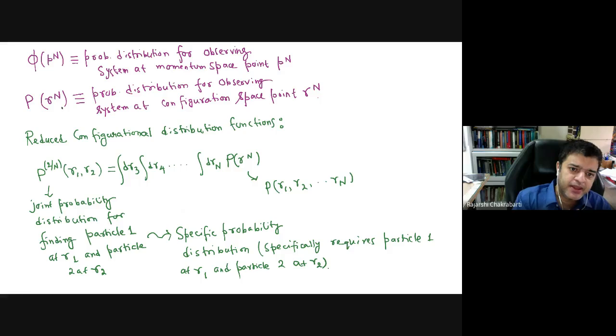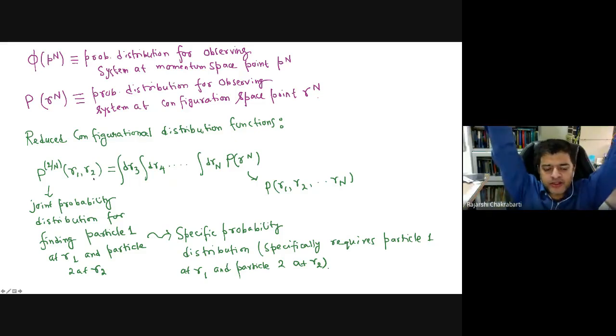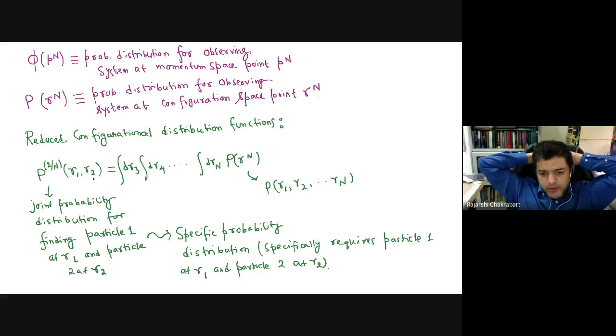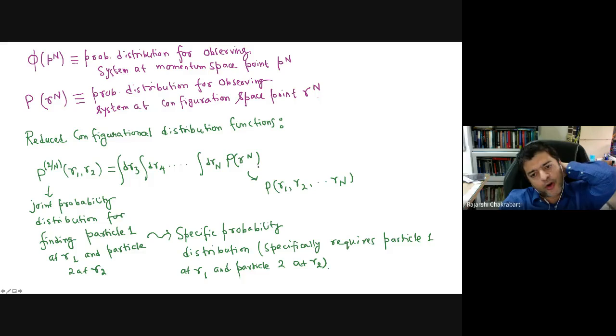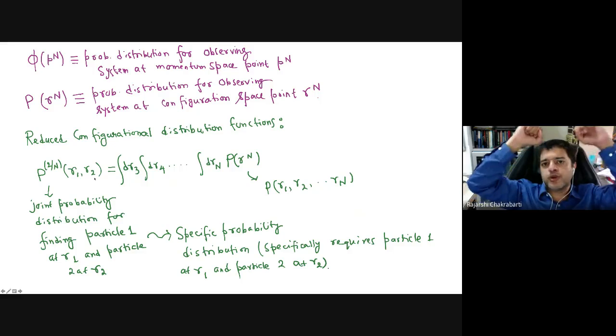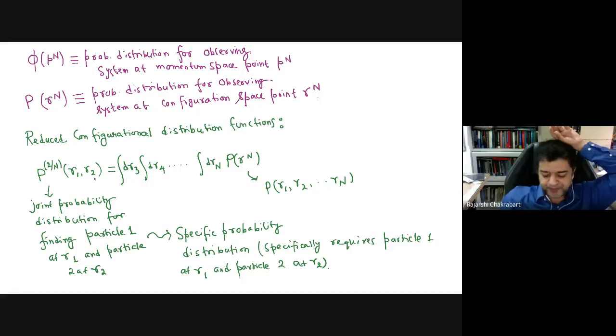Okay, and then you have defined this reduced configurational distribution function, P^(2/N)(r1, r2), which basically means I fixed two particles r1 and r2. These particles are fixed, so it is called a specific probability distribution. So I just have to integrate this quantity over all the position coordinates, or the configuration coordinates, other than r1 and r2. But this is for a specific two particles in an N particle system.